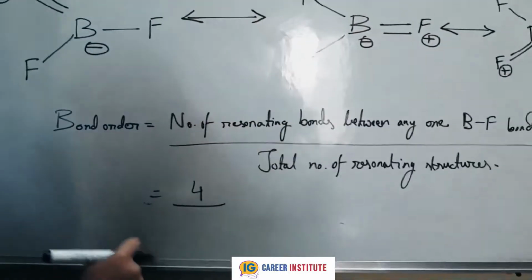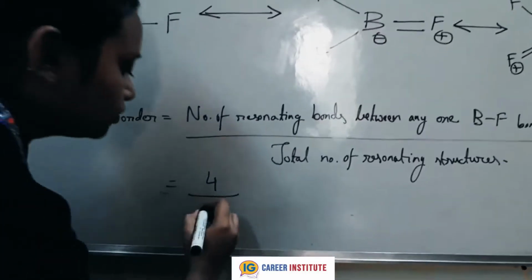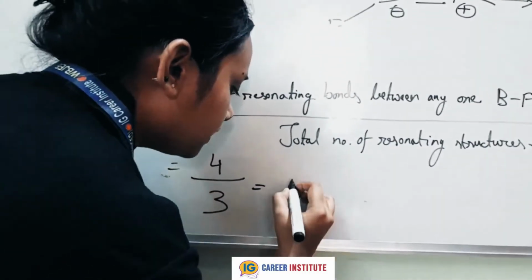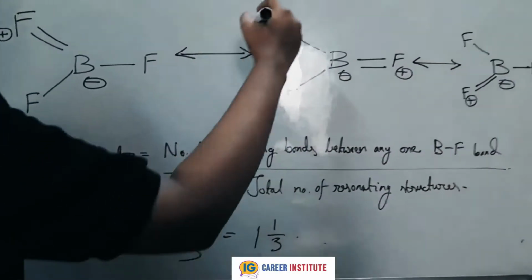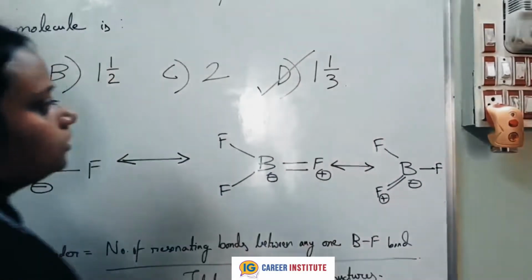And how many resonating structures in total are there? There are 3 resonating structures. So that divided by 3. So that comes as 1 whole 1 by 3, which is our option D. So the correct option is option D.